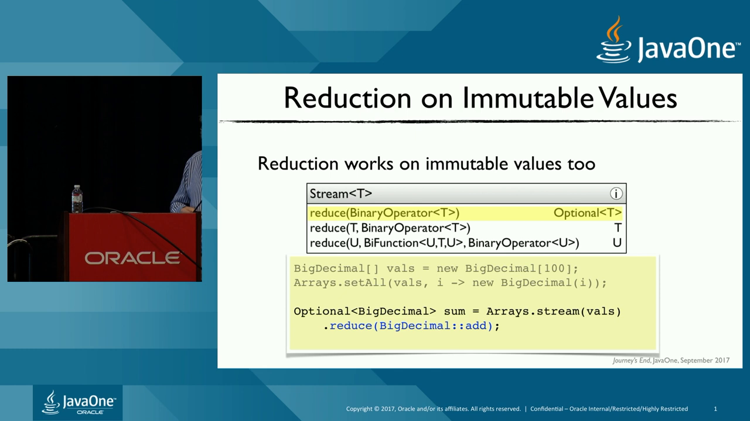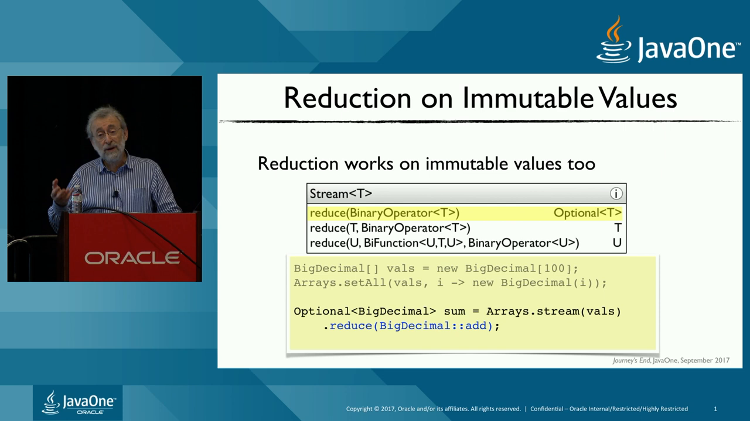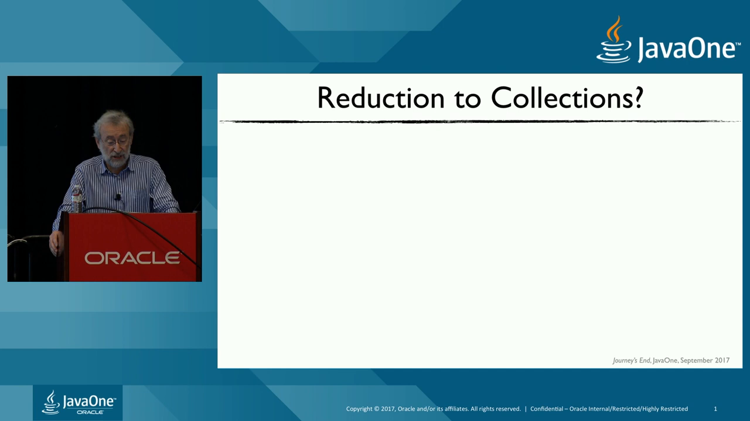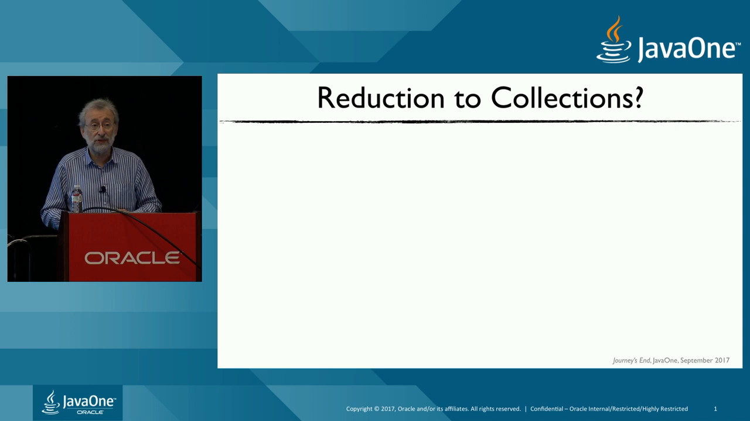But that's immutable values. What about collections? Collections are not immutable. How can we use reduction with collections? The API gives you to understand that, because after all, they've defined a reduce operation on reference values, so it looks like it ought to work.